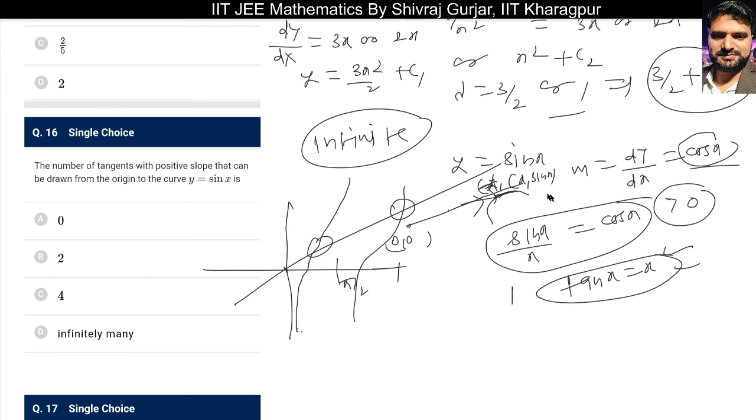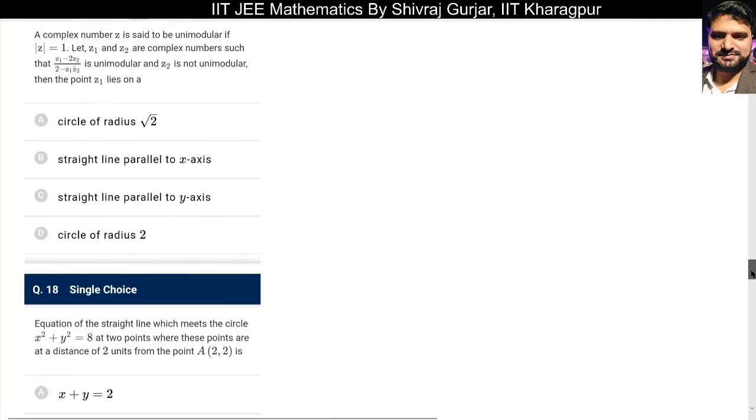Or we can see it like this also. Cos x is the slope of this tangent. Cos x will be positive in the first quadrant, fourth quadrant, then again 2 pi plus. So there are infinitely many such values. Okay, let us take next question.